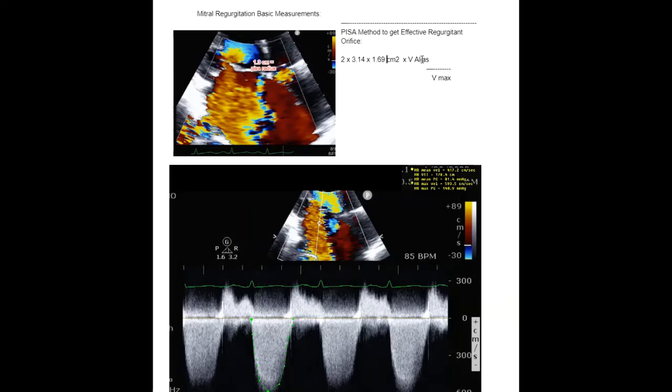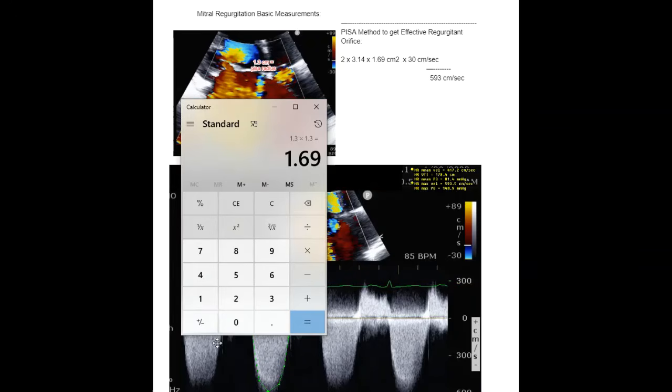Okay. Times the V alias, which you can get here. Usually I set it around 30 to 35. 30 centimeters per second. And a V max, which we're going to get here. I know it's a little hard to see, but you're going to get 593 centimeters per second. So now let's pull up our calculator again and plug all these numbers in.